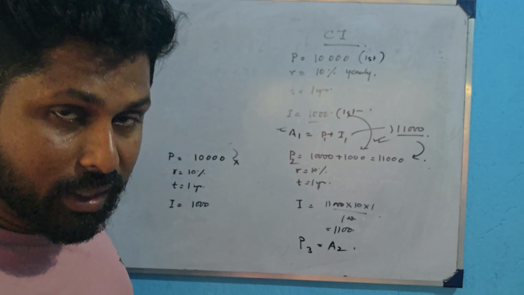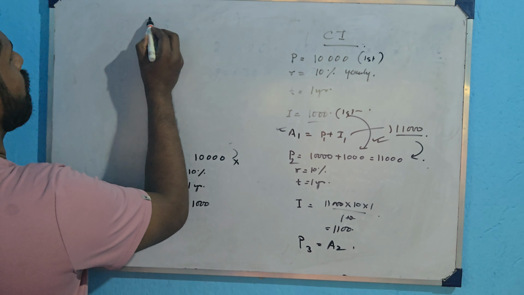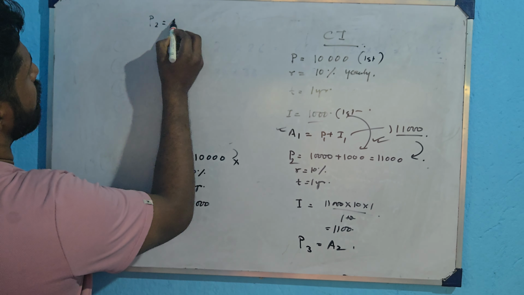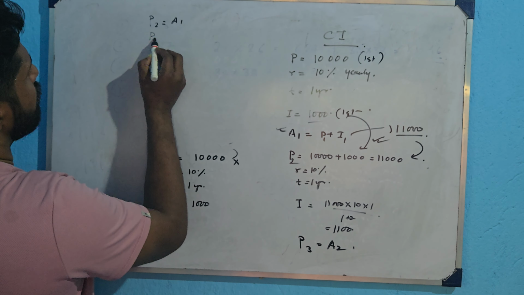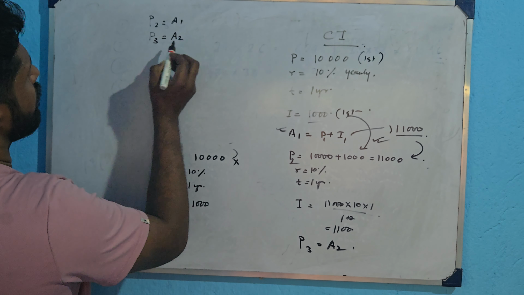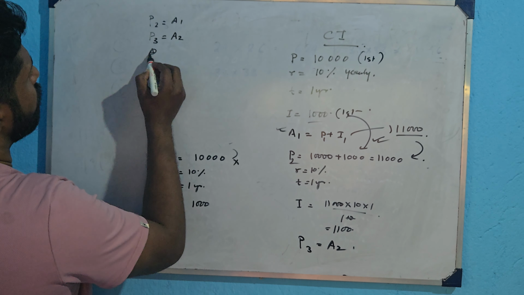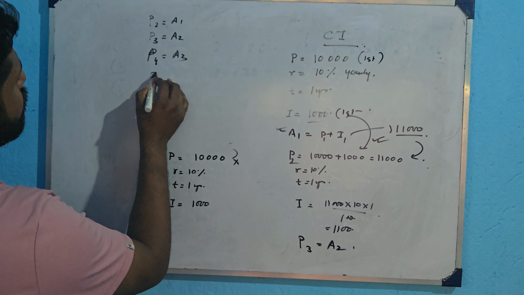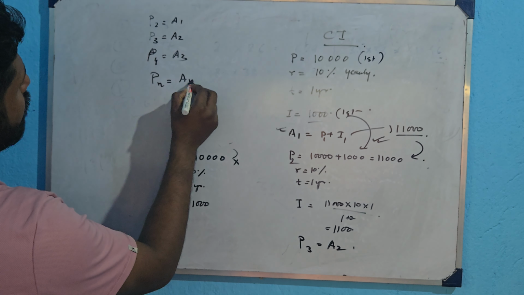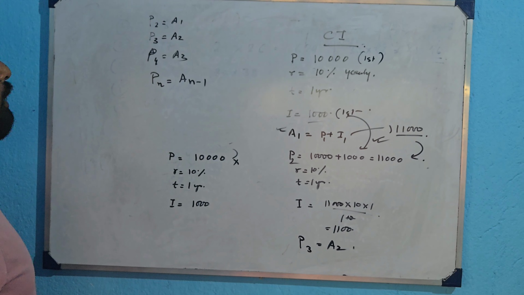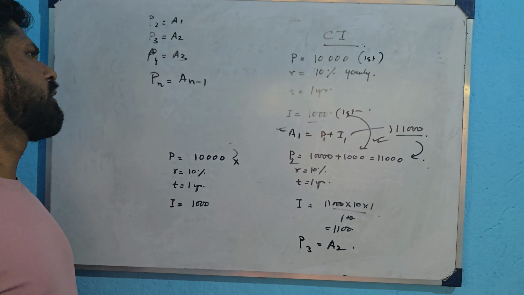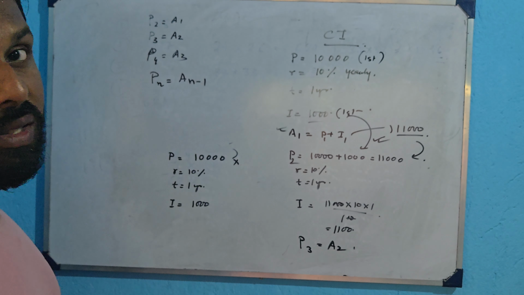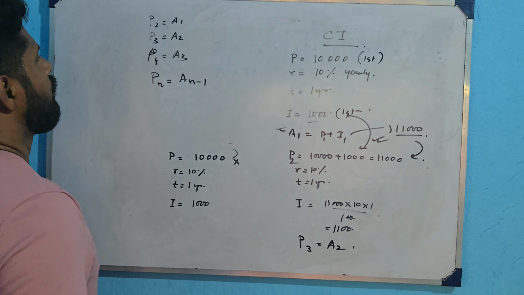We see that the principal for the second year is the amount for the first year. Principal for the third year is the amount for the second year. Principal for the fourth year is the amount for the third year. Hence we can say the principal for the nth year is the amount for the (n minus 1)th year. Right? Principal for the nth year is the amount for the (n minus 1)th year. This is an important derivation.